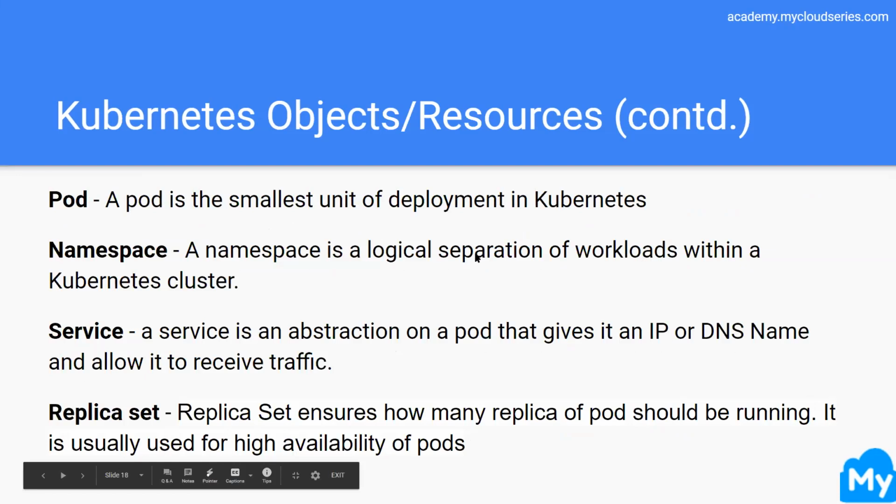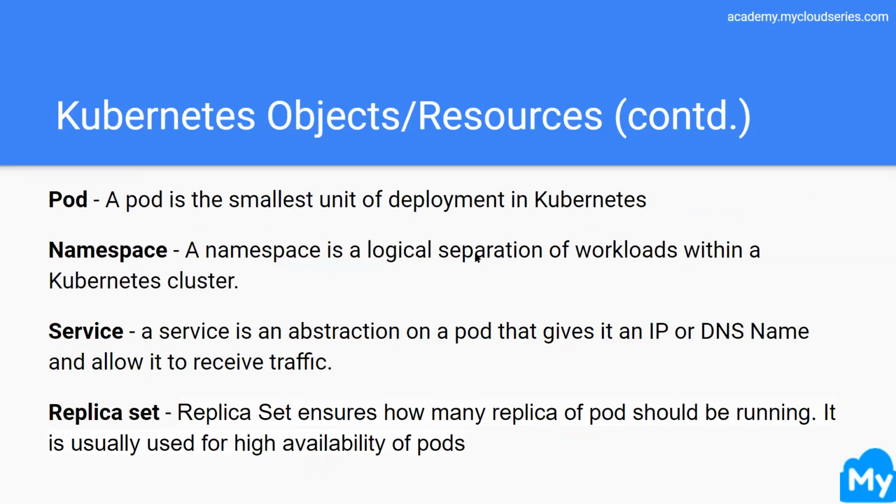The next one we have here is a pod. So a pod is the smallest unit of deployment in Kubernetes. What this means is that just the way you have containers, in Kubernetes, we don't call them containers, we call them pods. But within Kubernetes, actually, a container runs inside a pod.